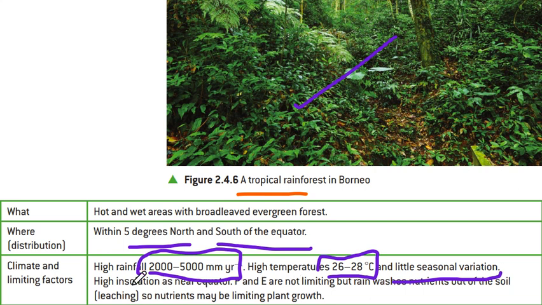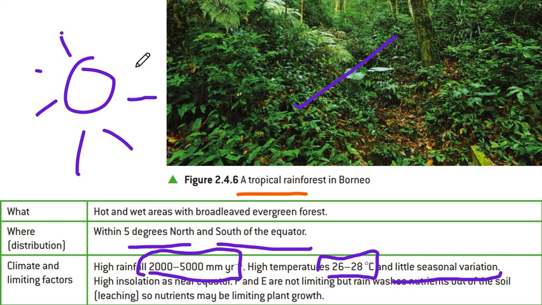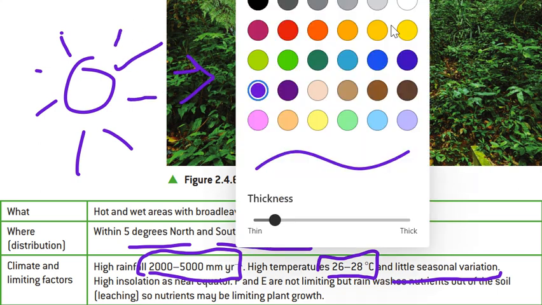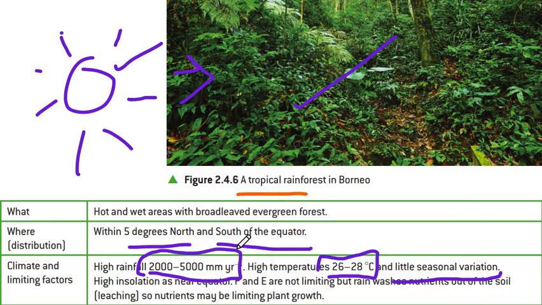Sorry, high insolation, as it is near the equator, a good amount of sunlight is received by the area. So sunlight is another good factor that the tropical rainforest receives. Then talking about precipitation and of course evaporation, which are normally limiting factors, but in this case they are not limiting.